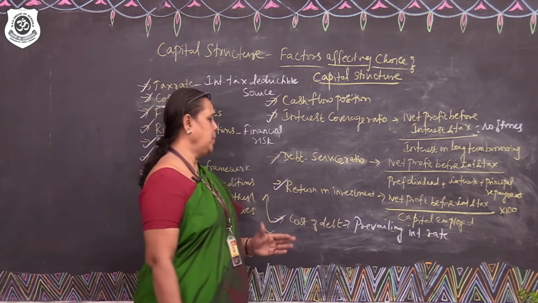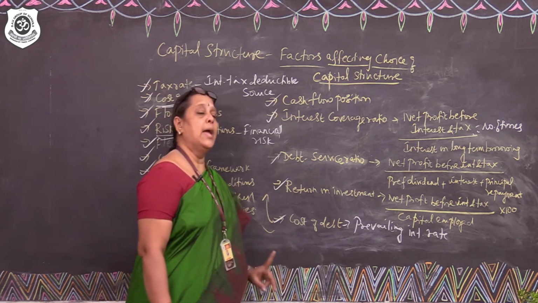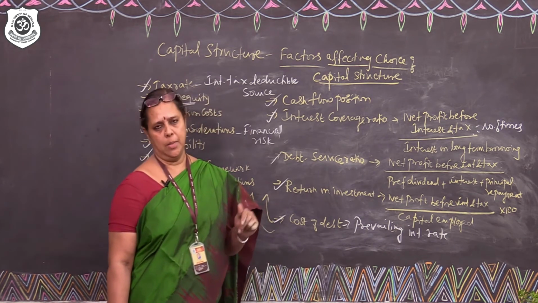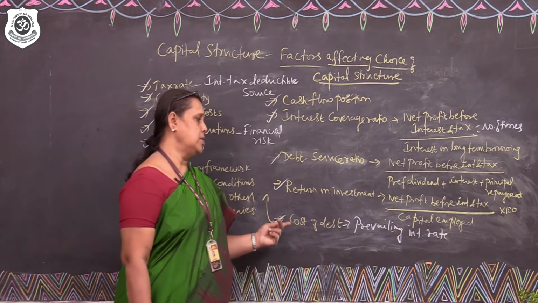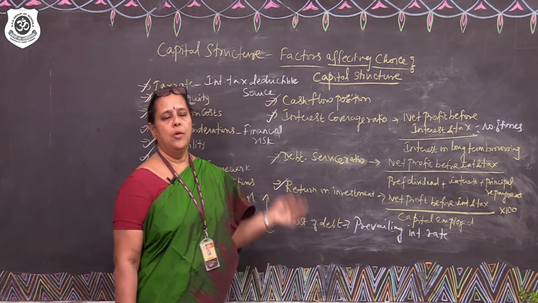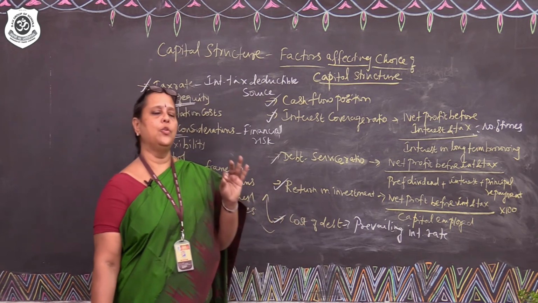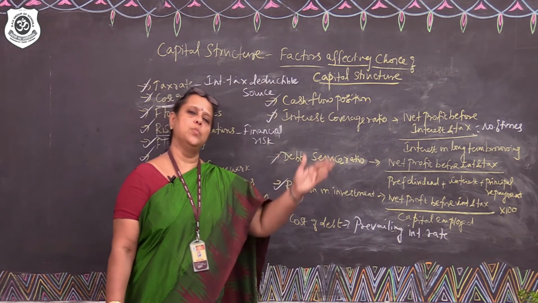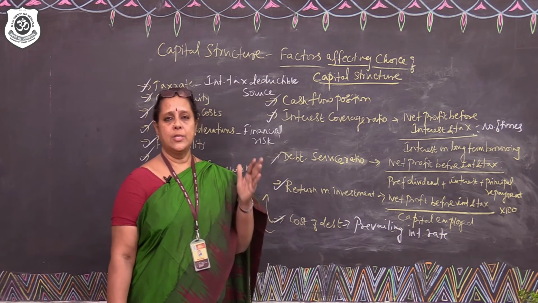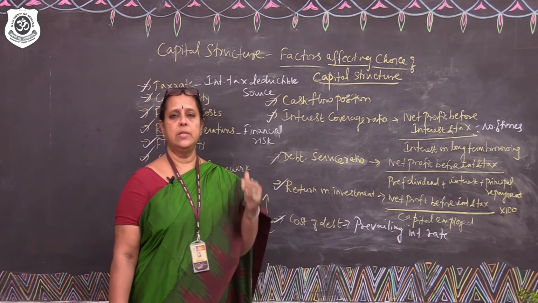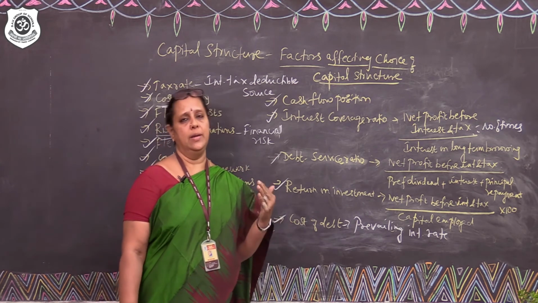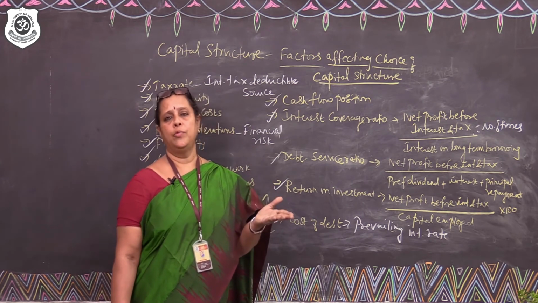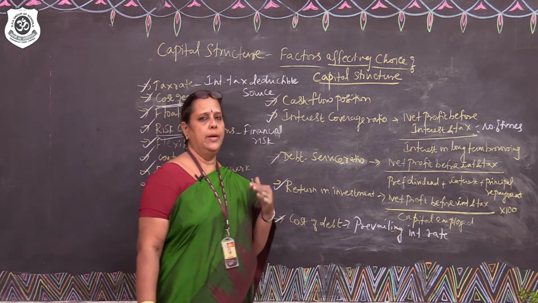The next factor to be taken into consideration is the interest rate, the prevailing interest rate, that is, the cost of debt. If funds are available at a higher rate of interest, that means the company's commitment towards interest becomes more. The company has to decide whether it should necessarily raise money by paying higher interest. The company can go in for equity in place of debt.